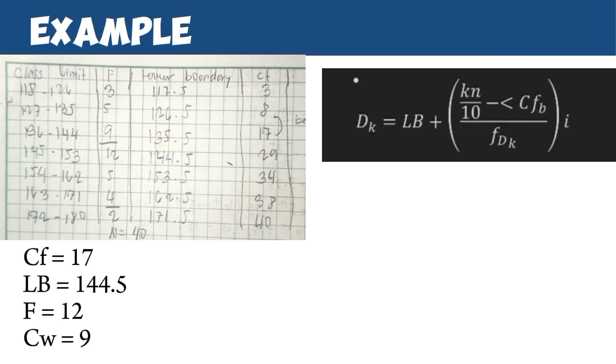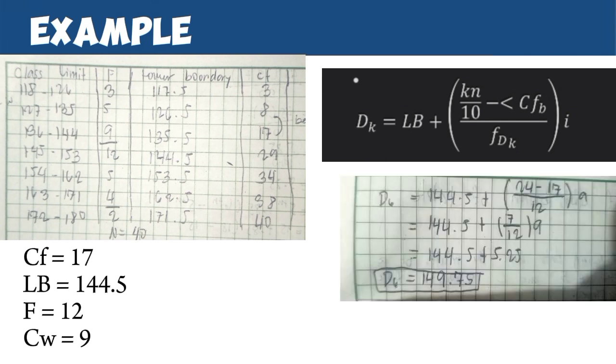So here's the formula. So decile equals lower boundary plus k times n over 10 minus cumulative frequency over frequency divided by class width or class interval. So decile 6 is equals to lower boundary of 144.5 plus 24 minus 17. So 24 is the value of k times n over 12 divided by 9. Next, copy the 144.5 plus now minus the 24 and 17, which is 7. Copy the 12 and the 9.